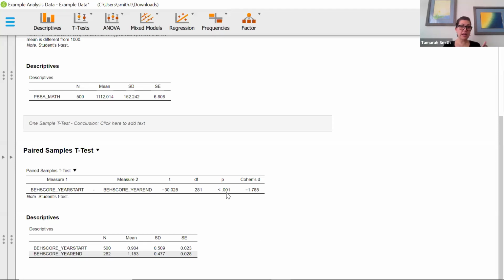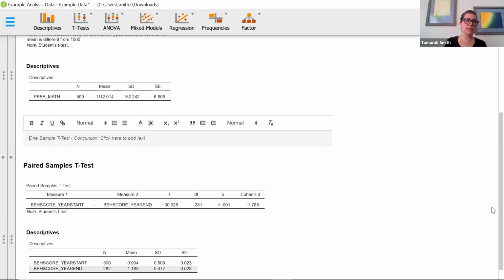Is it significantly higher? Let's take a look at our p-value. Yes, we have a tiny p-value of 0.001, which is less than our 0.05. So that is, in fact, telling us that it's significant. I'll also argue that this is a large effect size. So we would write things up very similar to how we did before. A couple slight changes. We did a different test, right? So we have to say that a paired samples t-test was conducted to compare the what? The year start and year end behavioral scores.